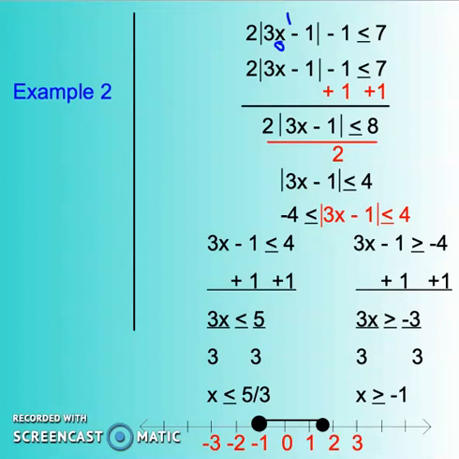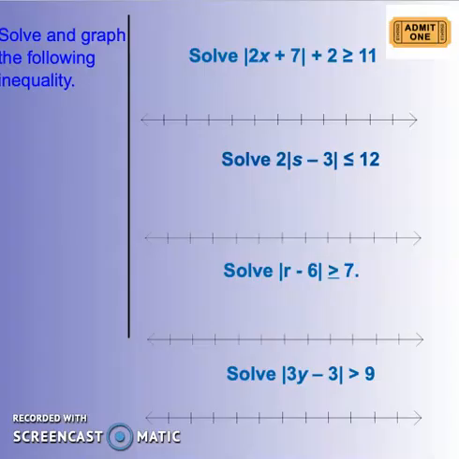Okay, what I want you to do is try some problems. So let's do a couple problems. So try these 4 problems.